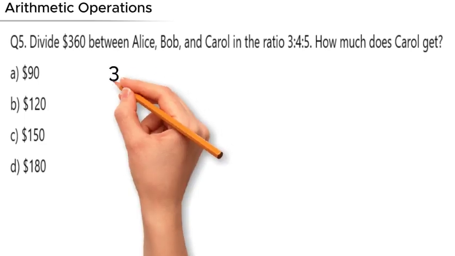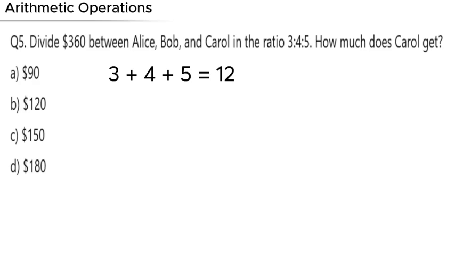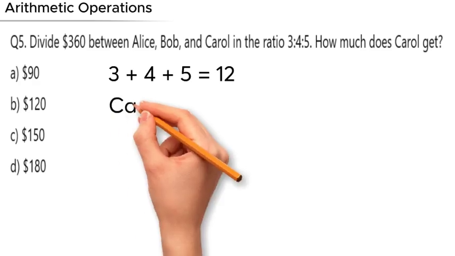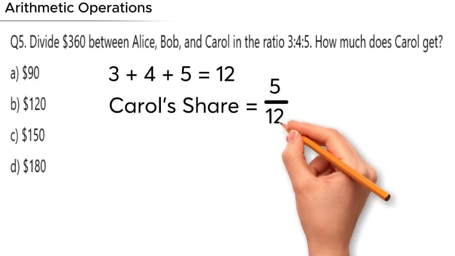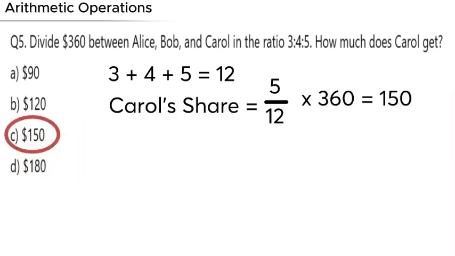To solve the problem, let's get the total parts of the ratio. 3 plus 4 plus 5 is equal to 12. And then solve for Carol's share, which is 5 over 12 times 360, and it is equal to 150.